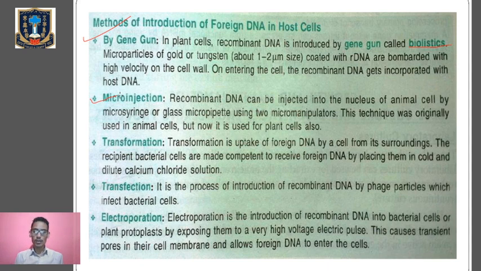This technique was mainly used in animal cells, but nowadays it is also used to transfer recombinant DNA into plant cells. The next method is transformation, in which the host cells take up the foreign DNA from their surroundings. In this case, the recipient bacterial cells are made competent to take up the recombinant DNA by placing them in cold and dilute calcium chloride solution. In this way they become competent and are able to take up the recombinant DNA.